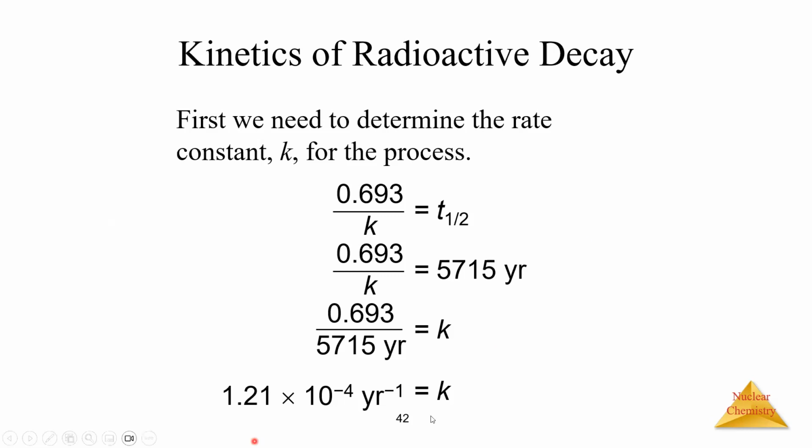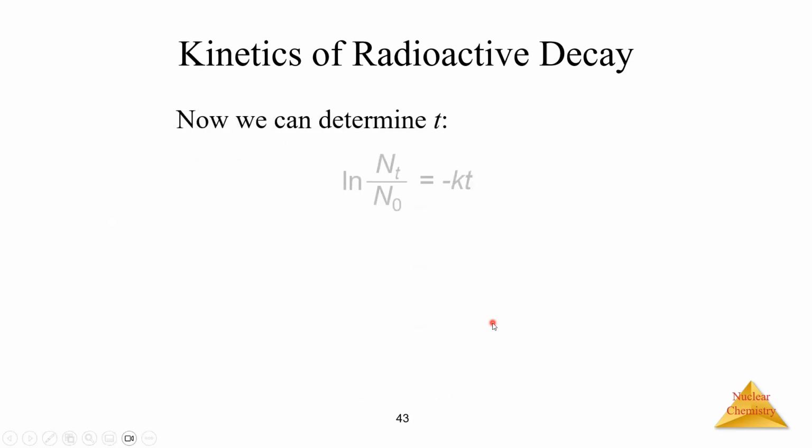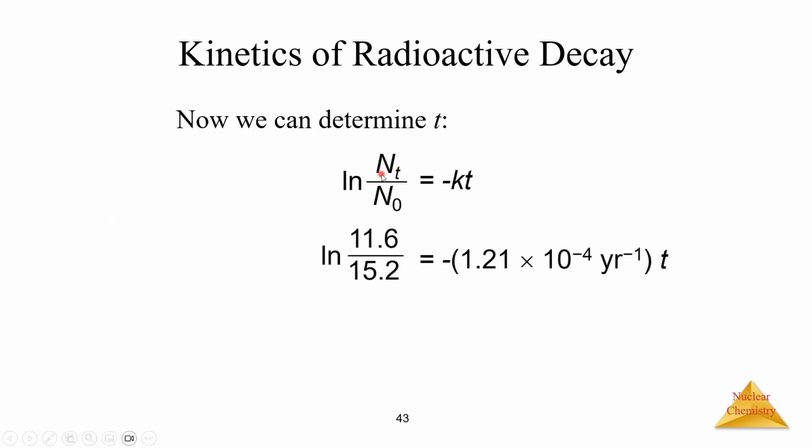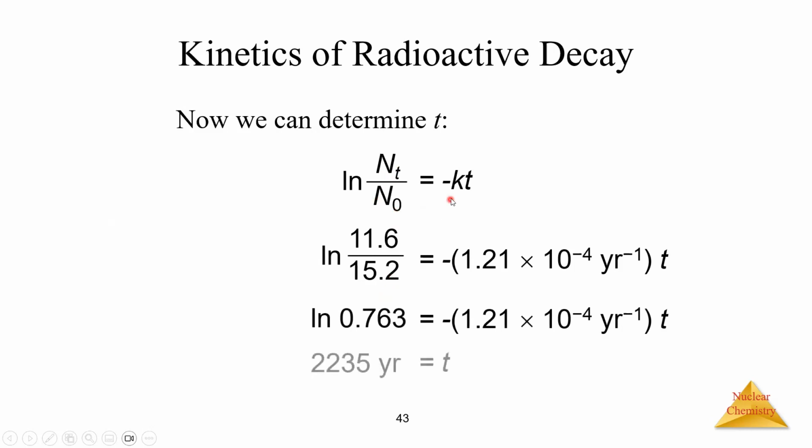But now that we have the rate constant, excuse me, we already had the half-life. Now that we have the rate constant, we're ultimately looking for time. What we're going to be able to do is use those disintegration rates to essentially represent how much of the sample we have. We'll be able to plug in 11.6 for the amount at time t. We'll plug in 15.2 for the amount at time 0. And then on the other side, negative kt. We just solve for t. t is what we're missing here.